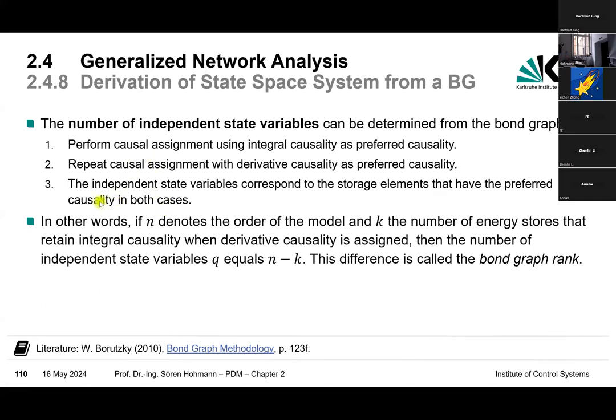And the independent state variables correspond to the storage elements that have the same preferred causality in both cases. So you compare both cases. In one case, you use integral causality for storage elements. Second case, derivative causality, and then you count the number of elements with preferred causality in both cases. Then you have the number of states. And then N denotes the order of the model.